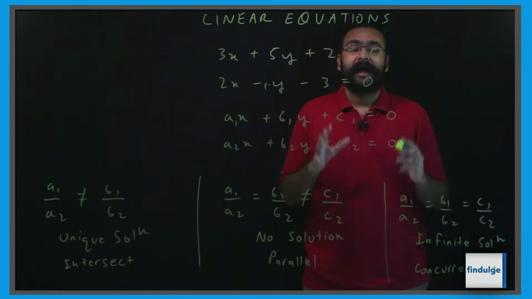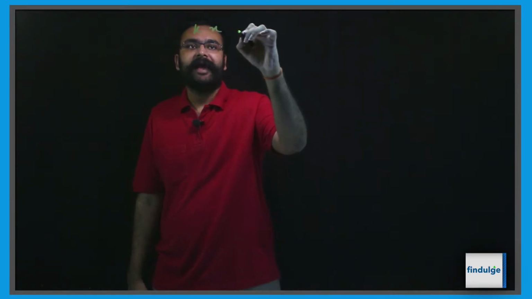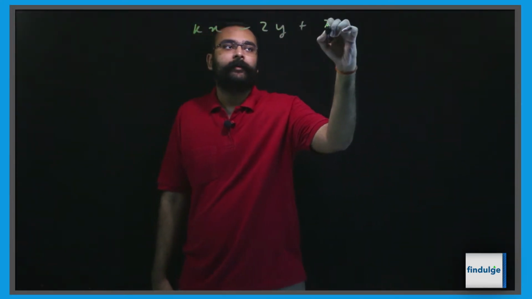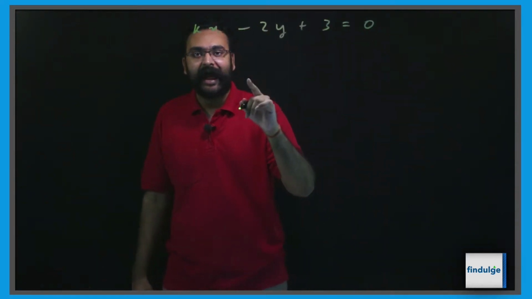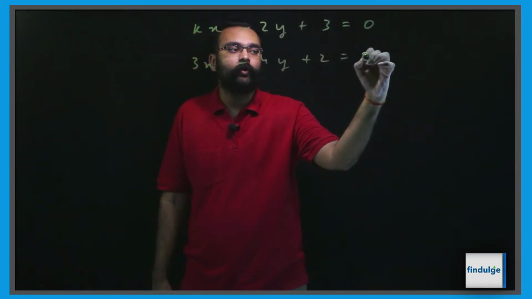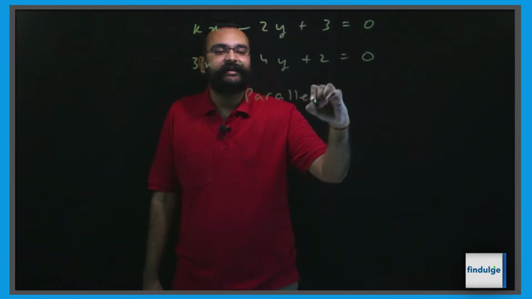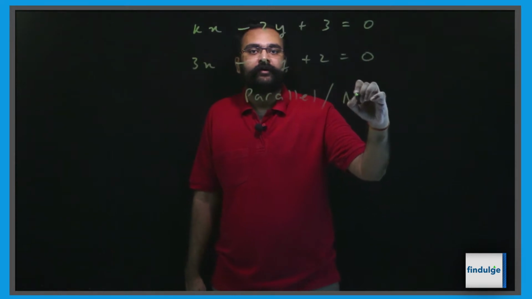Let's now get into actually solving linear equations. Let's actually very quickly look at a sample question on coefficients of the linear equations. So normally the question that comes will be something like this. Find the value of k if kx minus 2y plus 3 equal to 0 and 3x minus 4y plus 2 equal to 0 are parallel. They'll either say that they are parallel or they'll say no solution.